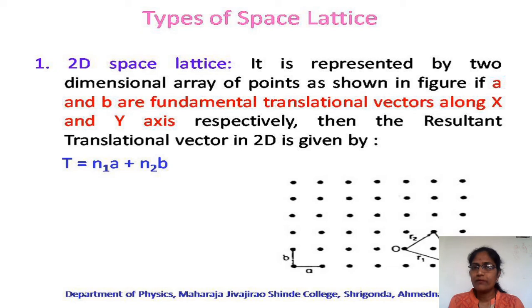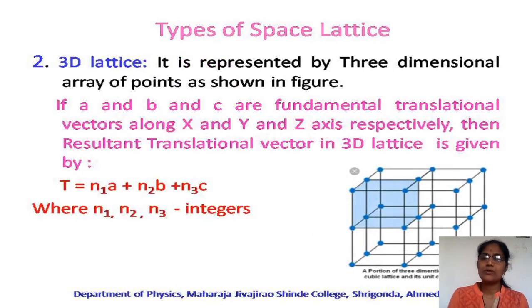So a translational vector in case of a two-dimensional space lattice is given by n1 times a plus n2 times b. a is nothing but the length or interatomic distance along x, and b is the interatomic distance along the y-axis. We have considered only two axes, and we will build the entire structure by repeating a n1 times and b n2 times. The whole structure can be built up. This is called a two-dimensional space lattice.